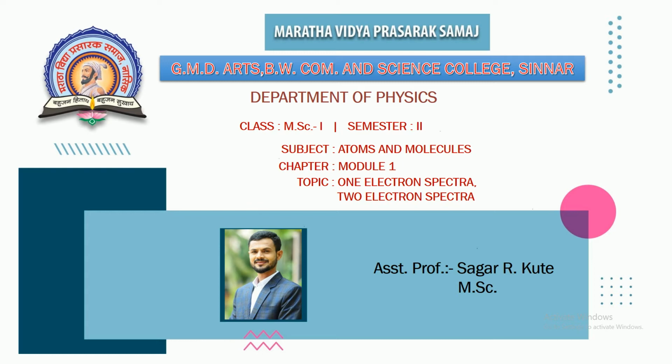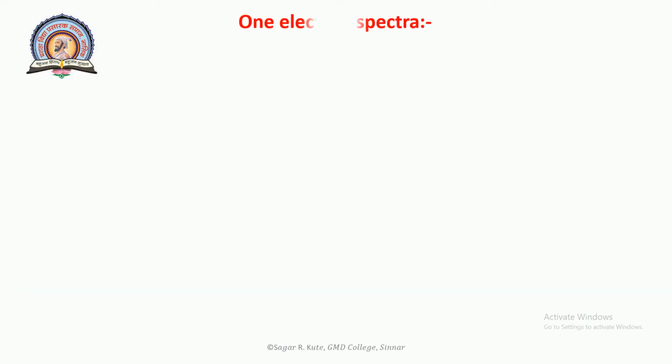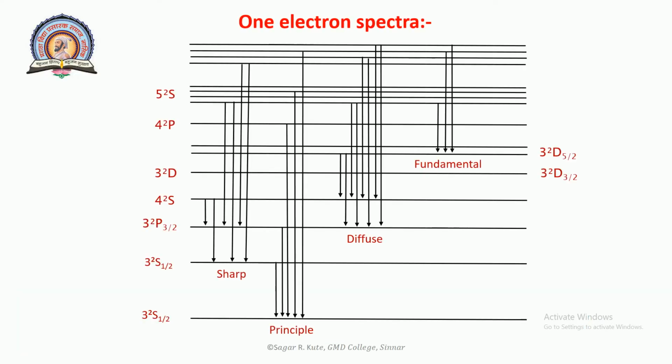Now, in the last lecture we discussed the origin of line spectra and selection rules. In this lecture we will discuss one electron spectra and two electron spectra. First will be the one electron spectra. This diagram indicates the one electron spectra.